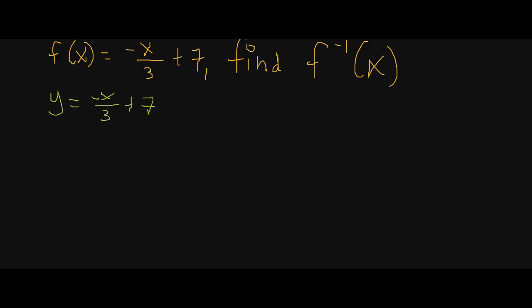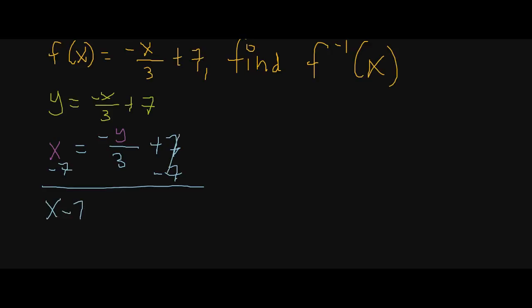All right. The first step that we do, like always, is we switch the x and the y. So we're going to get x equal to negative y divided by 3 plus 7. All right, what do we do to get rid of the plus 7? Well, we subtract 7 from both sides, and we're going to get x minus 7 is equal to negative y divided by 3. All right, I'm going to bring this up here. We have x minus 7 is equal to negative y divided by 3.